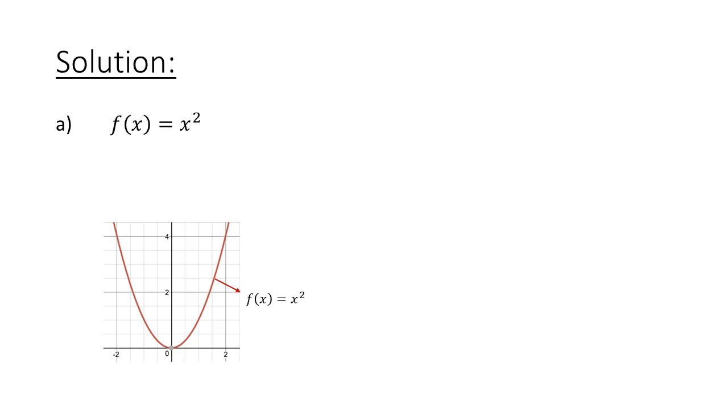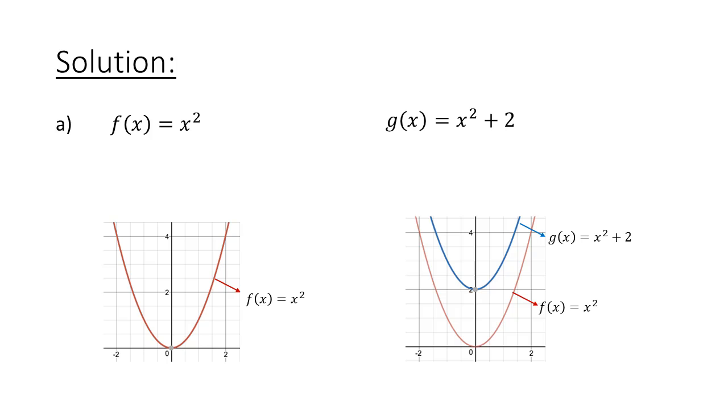We are all familiar with the graph of x squared, which is a parabola. This is the graph of f. Now, to obtain the graph of g, we simply shift the graph of f 2 units up. We see both graphs on the right, where blue is the graph of g. So this answers part A.